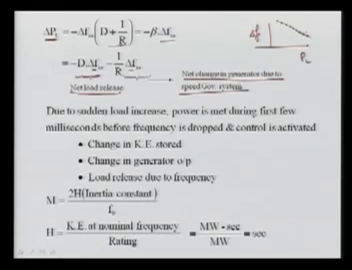So due to sudden load increase, power is met during the first few milliseconds before the frequency drops and the control is activated. So the control activated here, the change in kinetic energy is stored, the change in the generation output, and the load release due to the frequency component. Because whenever there is a sudden load increase, the power is met during the few cycles before the frequency drops. Means it will try to meet, and these are the things.